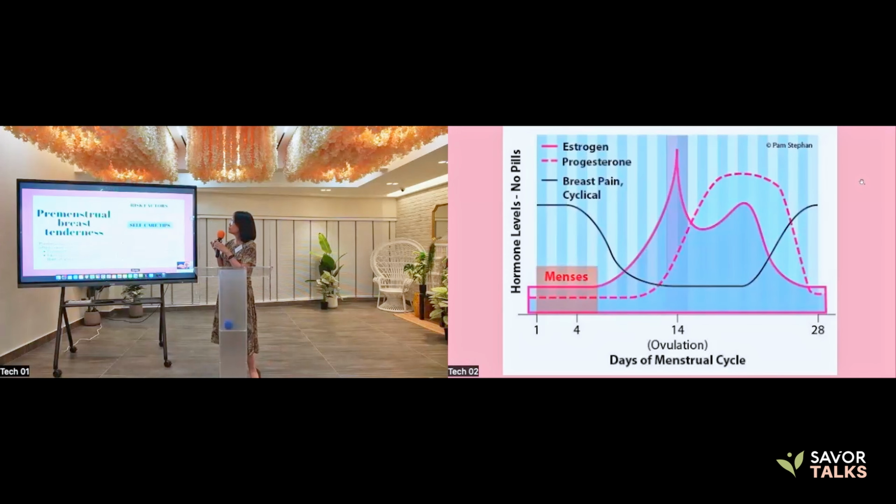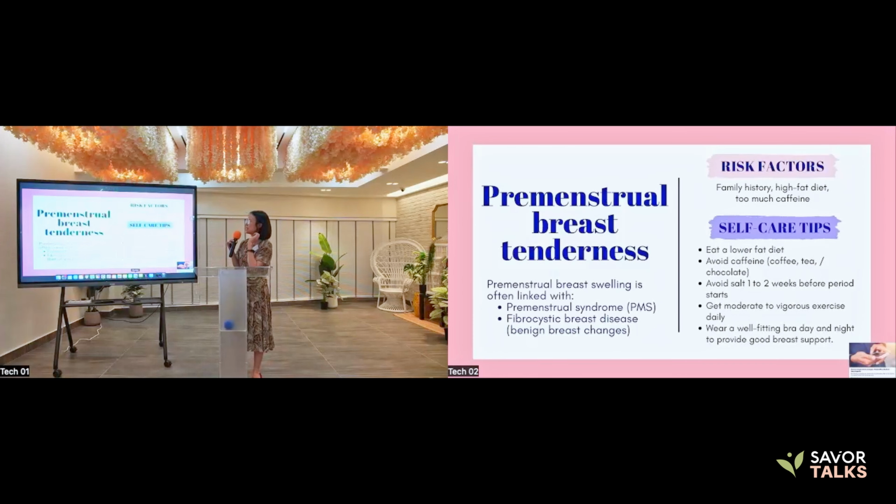That's one of the common problems that a lady can have, which is premature breast cancer.